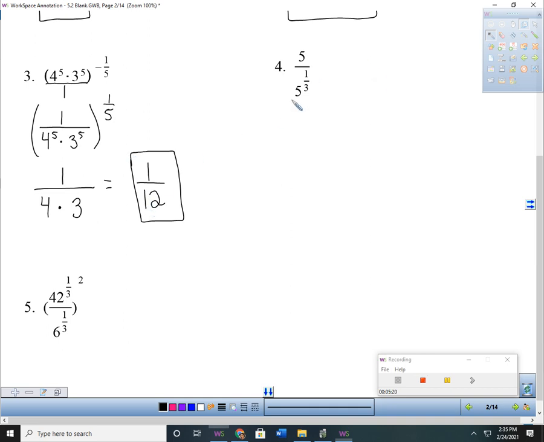Now when I take a look at number 4, I notice that the base on top is the same as the base on bottom. So since I'm dividing two things with the same base, I'm going to subtract the exponents. So this has an exponent of 1, so I would keep the base of 5, and then I'll take the exponent in the top, which is 1, and subtract the exponent from the bottom, 1/3, which gives me 5 to the 2/3.